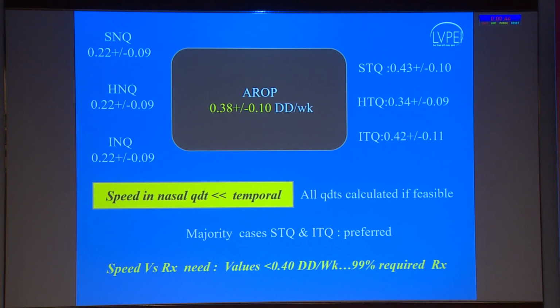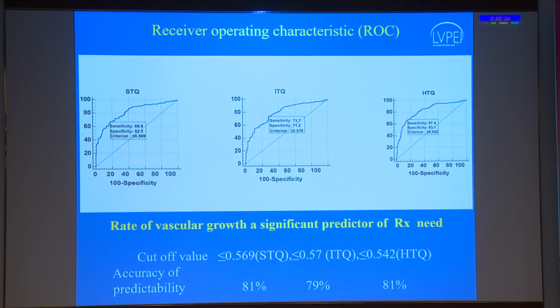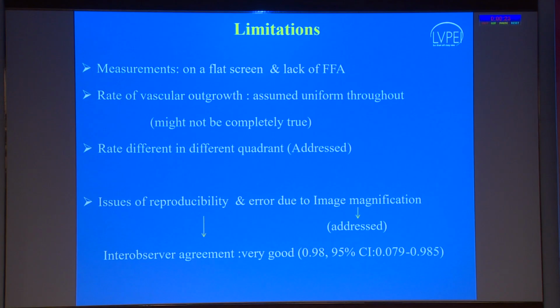Speed versus treatment need: whenever the speed was less than 0.4 disc diameter per week, we saw that almost 100% required treatment. Now when we plotted the receiver operating characteristic curve, we found that the best cutoff was 0.56, and at different cutoffs, these were the accuracies of predictability of the rate.